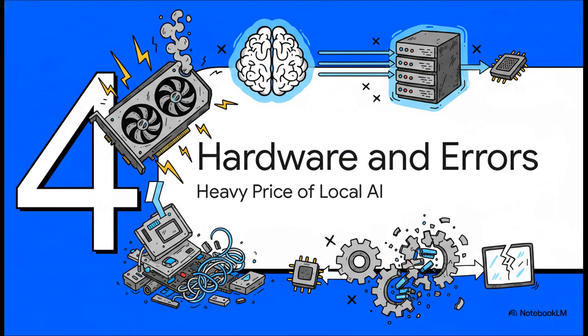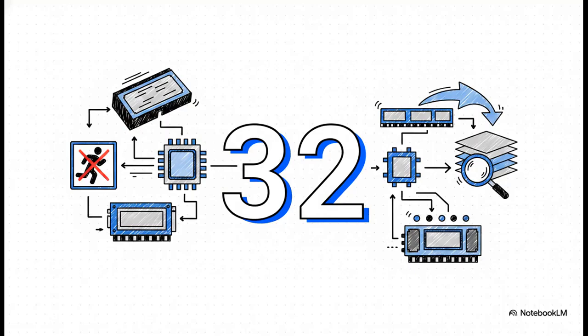Which brings us perfectly to Section 4, Surviving Hardware and Errors. Let's talk about the heavy price of local AI. Before you dive in, we really need to do a reality check here. You are going to need a minimum of 32 gigabytes of VRAM to comfortably run this workflow without it constantly crashing. While LTX is insanely fast, it is also remarkably heavy. If you actually want to use the full suite of tools, the upscaler, and the multi-layered generation without making huge compromises, you need serious, massive hardware power.